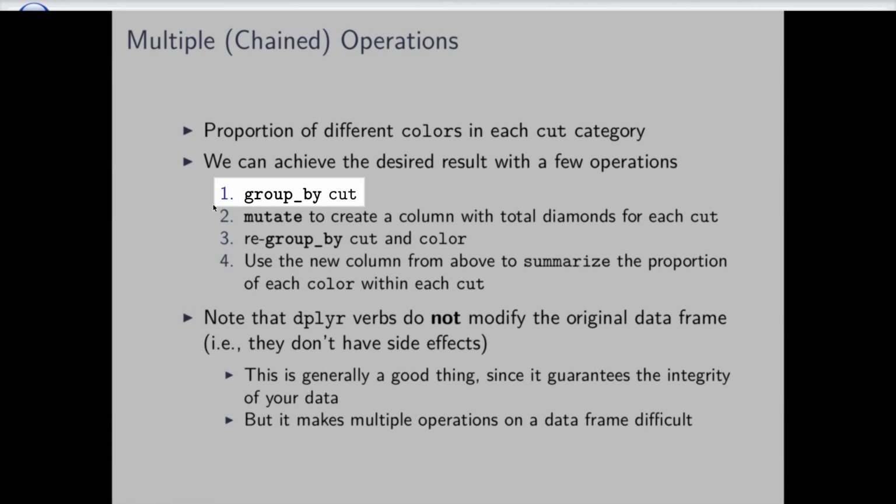Then we can use mutate to create a column that will count the number of diamonds in each cut. So that'll give us the denominator for the proportion of colors in each cut. Then we can do another group by on that same data, but this time group by the cut and the color. And now if we use the n function on that new grouped data set, that would count the number of each unique color within each cut.